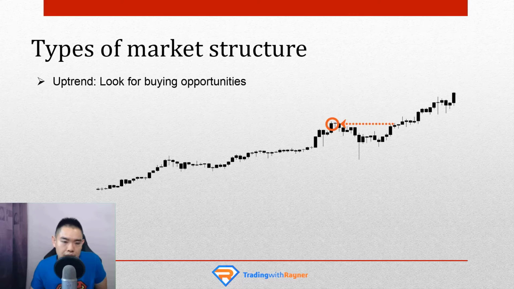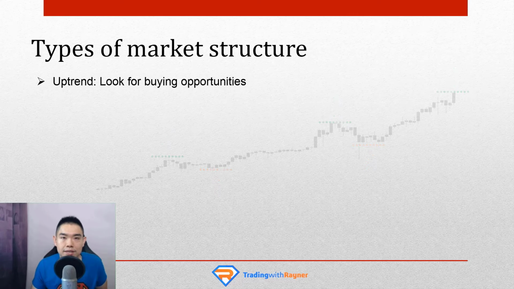and then the pattern repeats itself. So when you look at this, you will notice that an uptrend consists of a series of higher highs and higher lows. Look at this high, another higher high, I'll cluster this as 1, and another higher high. If you look at the lows, it's a higher low, higher low, higher low. So this is what I mean by an uptrend, a series of higher highs and higher lows.